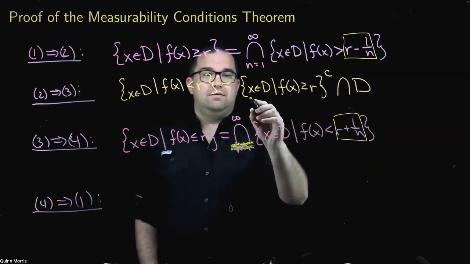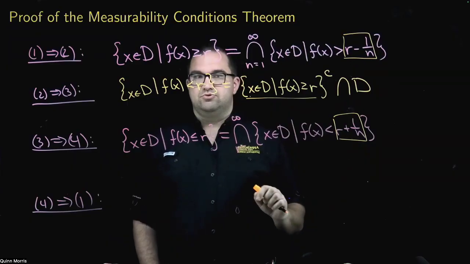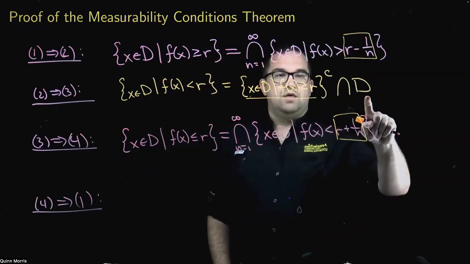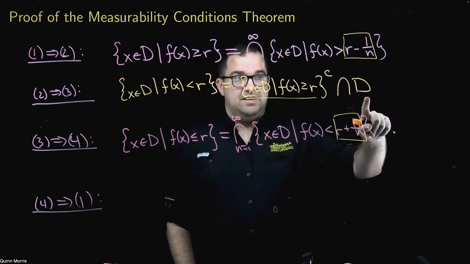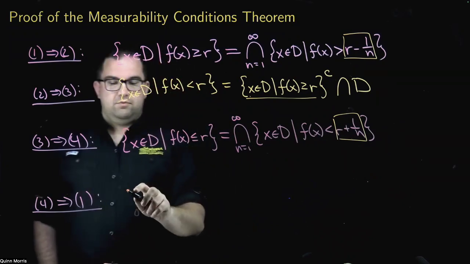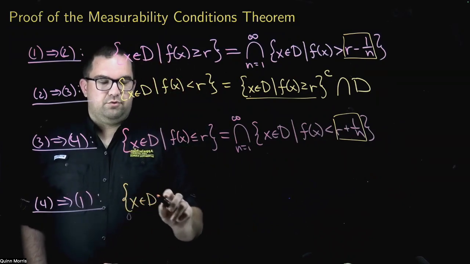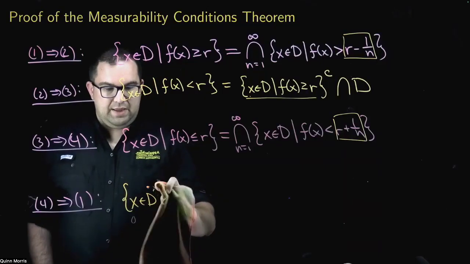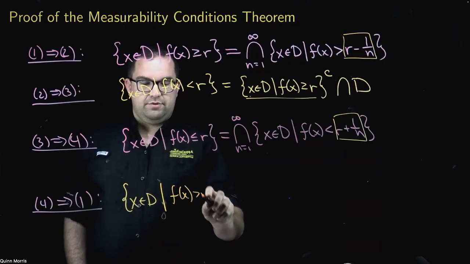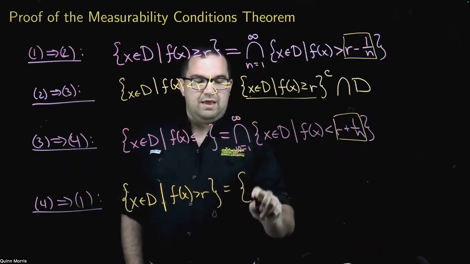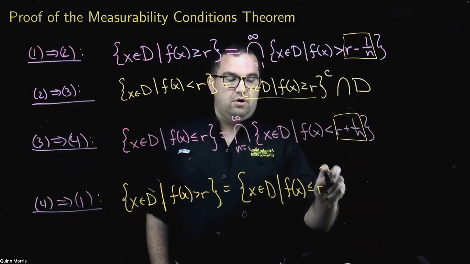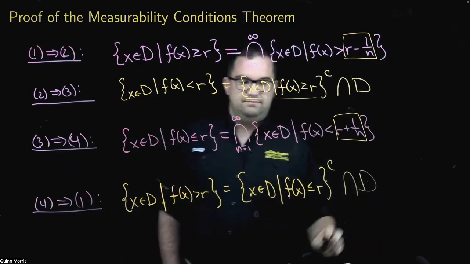Okay. In any event, our assumption by 2 is that this is measurable for every value of r. The complement of a measurable set is measurable. The hypothesis of the whole theorem was that the domain D is measurable, and the intersection of measurable sets is measurable. So this is measurable. Now, we play an again, nearly identical game here. If I want to look at, so for one, I want to look at the set of all x in D such that f of x is greater than r. We can write that as the set of all x in D such that f of x is less than or equal to r, complement, intersect D.